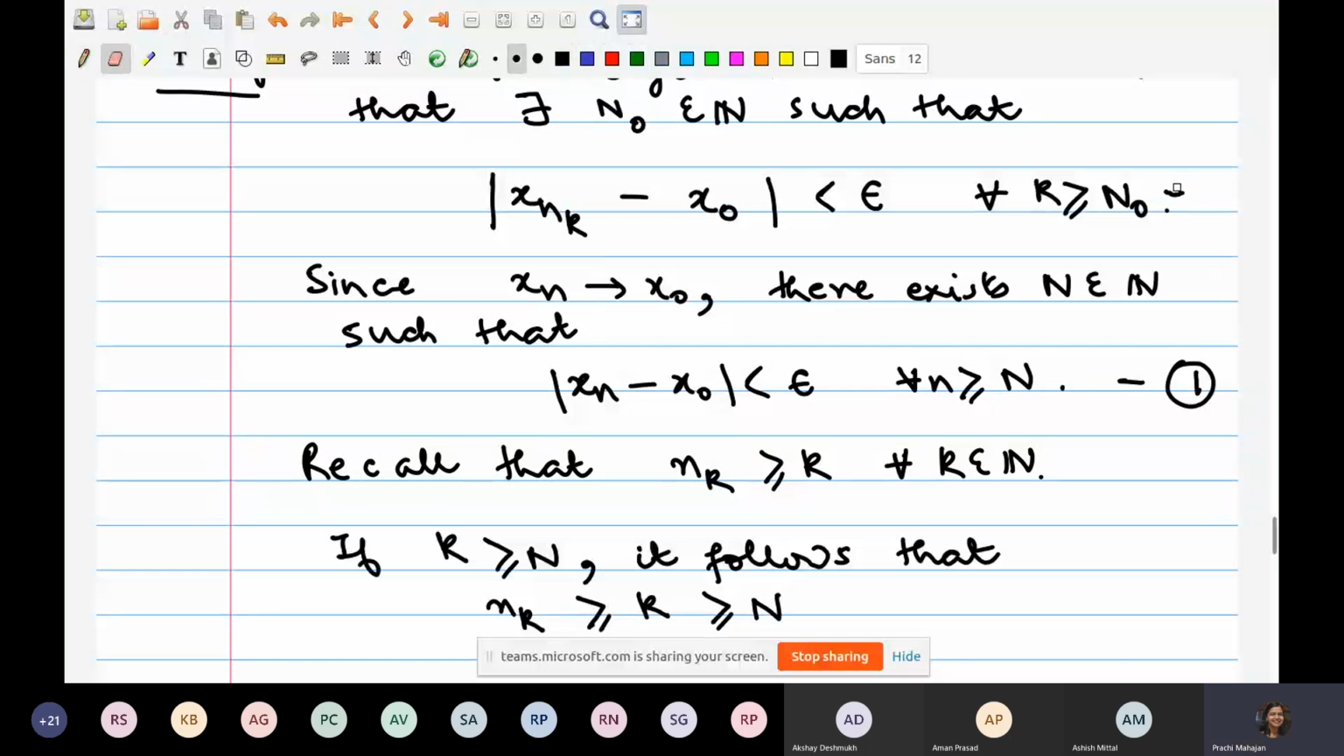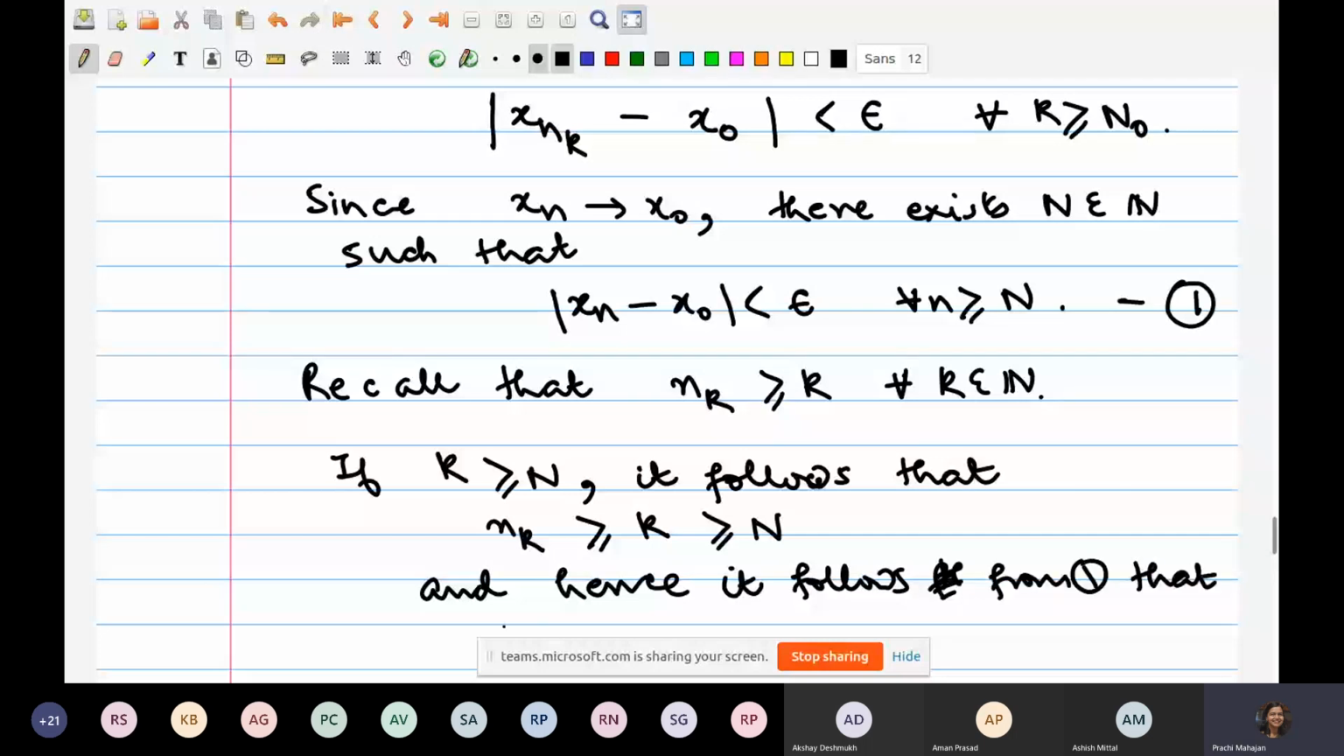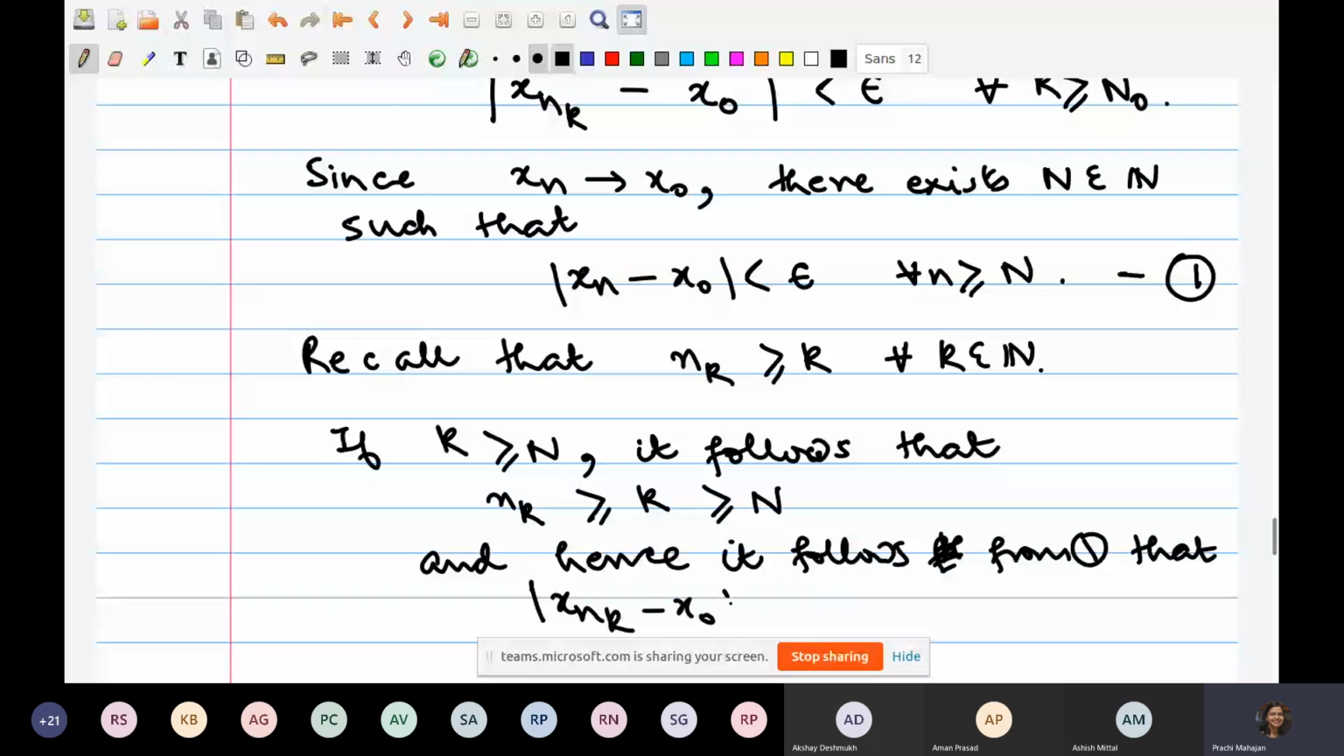Right? Which means what? So if little k is bigger than capital N, where capital N is the cutoff in statement 1, it follows that nk is at least k, which is bigger than capital N, and hence one can appeal to statement 1, and hence it follows from 1 that |xnk minus x0| is less than epsilon whenever k is bigger than N. And that's it. We are done.